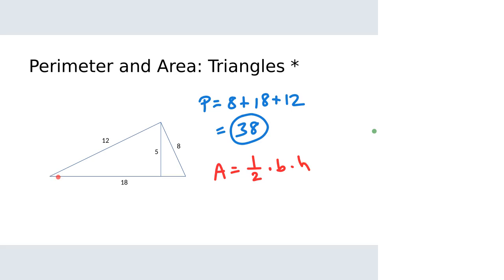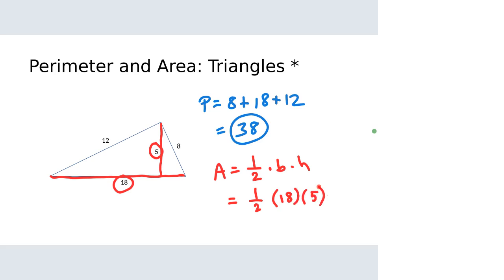So I need to identify the base. That's the bottom down here. And then the height is the vertical distance from the base to the top. And that vertical distance from the base to the top is right here. And so my base is going to be 18 and my height is going to be the 5. And when we go to find the area, that's 1/2 times 18 times 5.